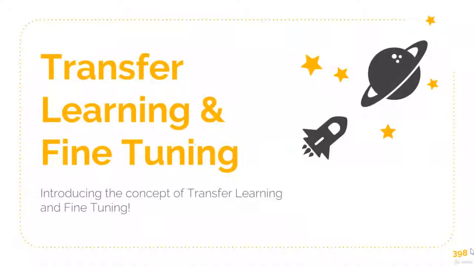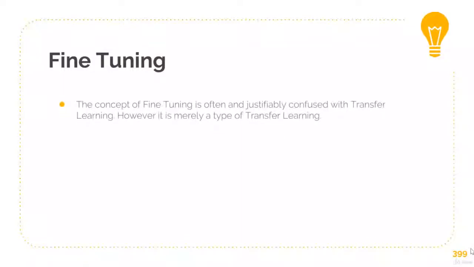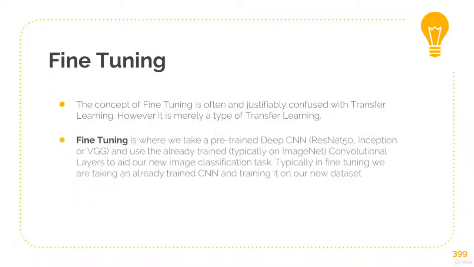So let's take a look at these concepts. Firstly, let's talk about fine-tuning. The concept of fine-tuning is often and very justifiably confused with transfer learning, because it's very similar and it's merely a type of transfer learning. Fine-tuning is where we take a pre-trained deep CNN and use this model that's already been trained, most likely on ImageNet, to assist our new image classification tasks. And typically in fine-tuning, we are taking an already trained CNN and training it on our new dataset.